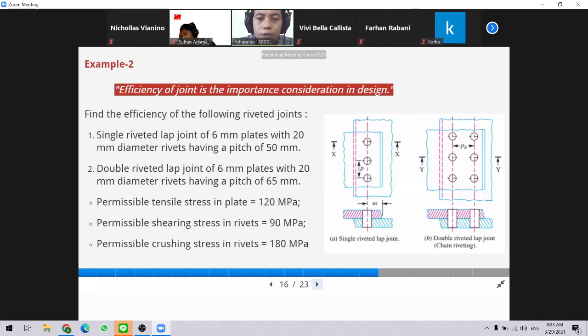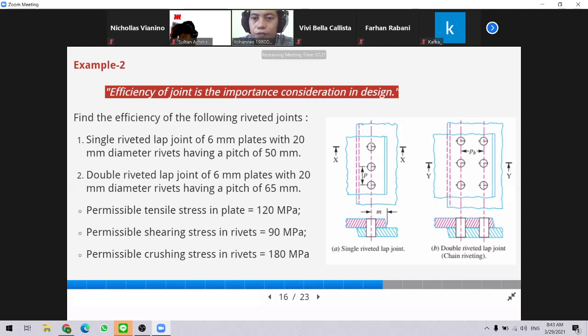Okay, so let's go to the next example. We have two different types of joint here. First, we have a single lap with a single column of rivets, and next we have a lap joint with a double column of rivets. With this example, we want to know the difference in the efficiency of each joint.